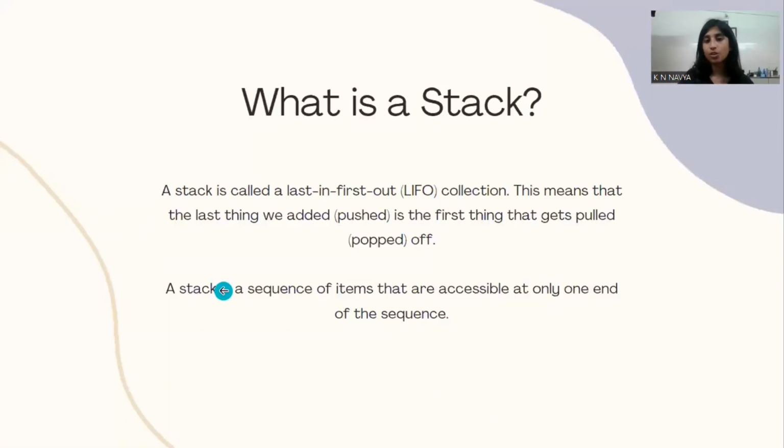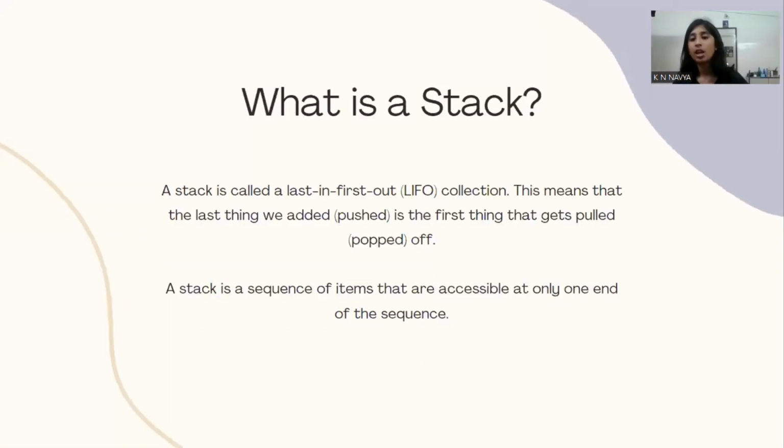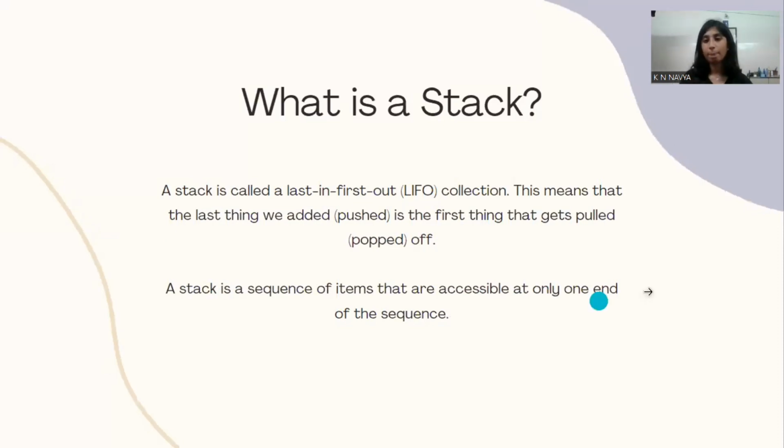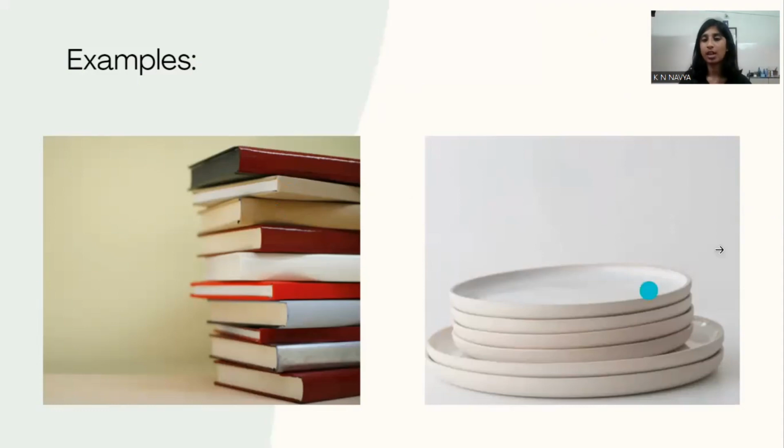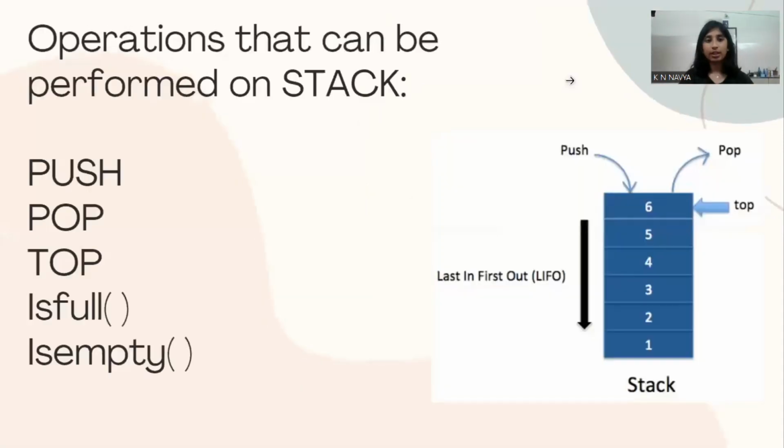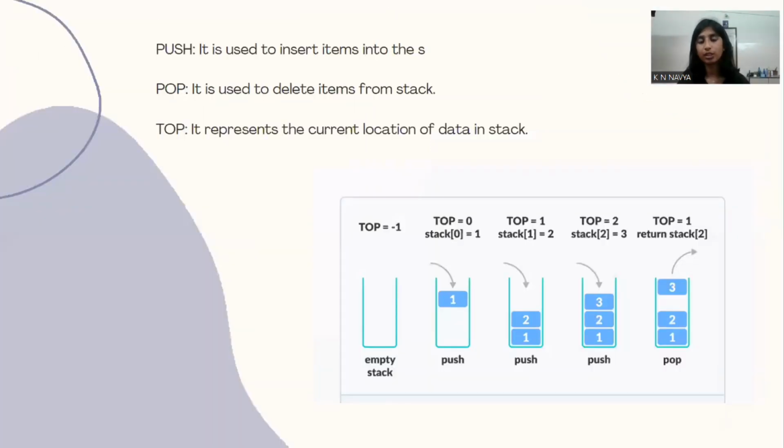A stack is a sequence of items that are accessible at only one end of the sequence. You can take a pile of books or even plates as an example, or CDs. Now let's see the operations that can be performed on stacks. The main two operations performed on a stack are push and pop, and the rest are top, is full, and is empty. Now let's see what these operations are, their functionalities, and how they work.